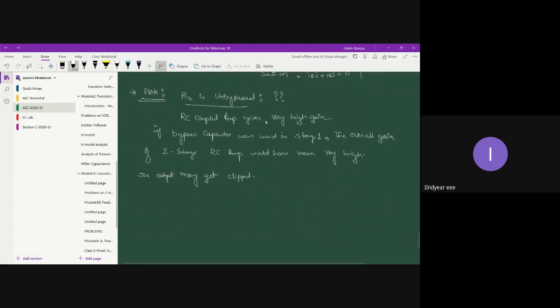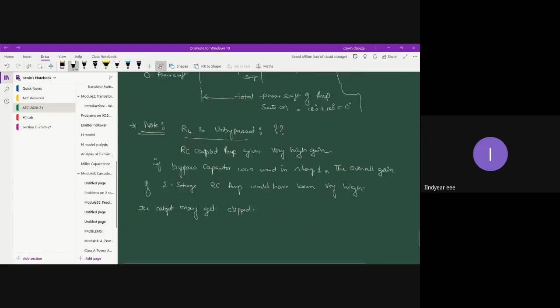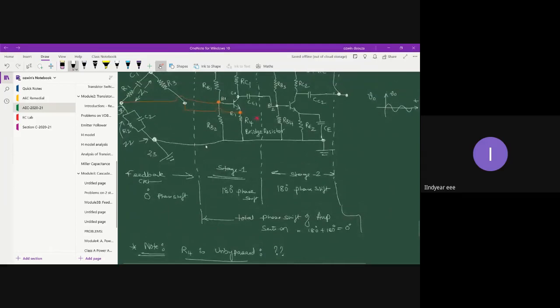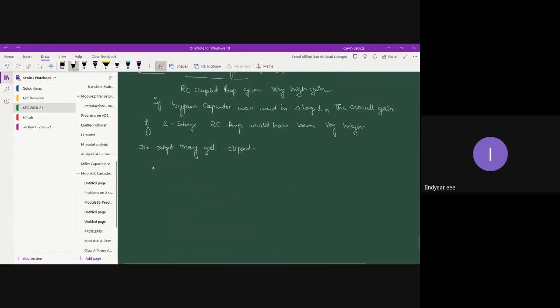So how will you ensure that the gain of the amplifier circuit is not very high? That is by doing an intentional unbypassing. If you don't use a bypass capacitor, what happens? The gain of the circuit reduces. Once the gain of the circuit reduces, you will be able to control the output amplitude of V0. So that's why in stage one there is no bypass capacitor. Therefore the overall gain AV becomes AV1 into AV2.